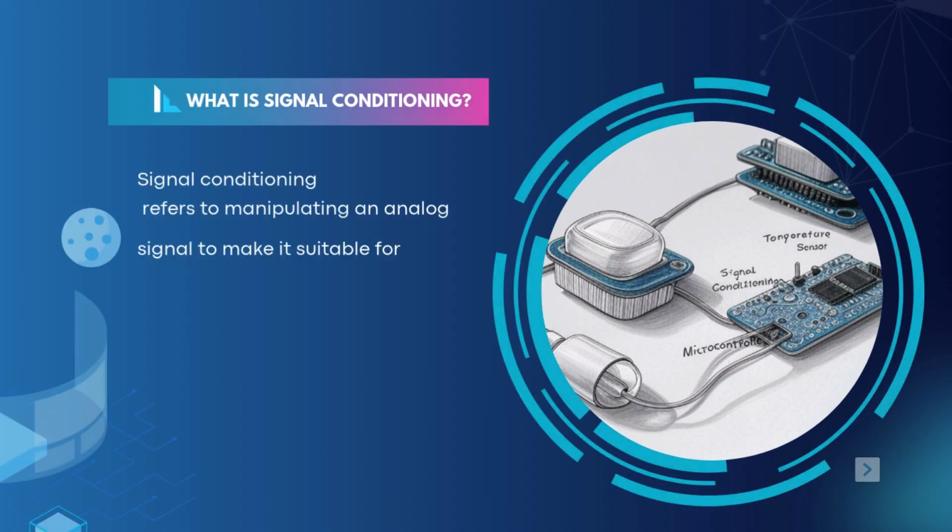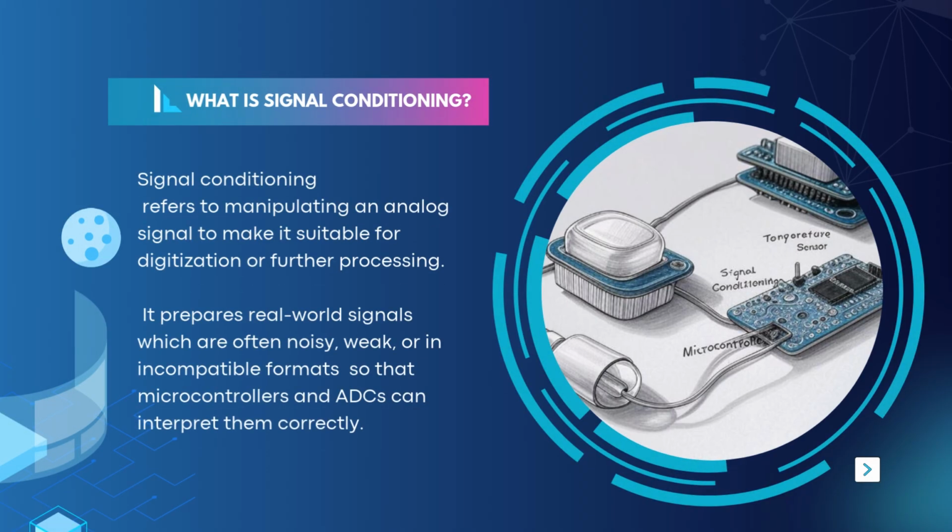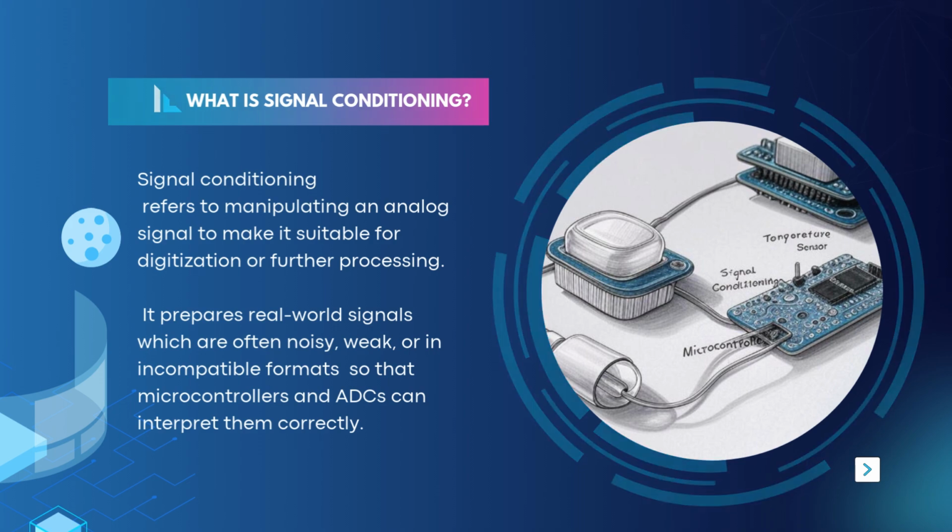Signal conditioning refers to manipulating an analog signal to make it suitable for digitization or further processing. It prepares real-world signals, which are often noisy, weak, or in incompatible formats, so that microcontrollers and ADCs can interpret them correctly. Think of it as a translator between the physical world and the digital world.